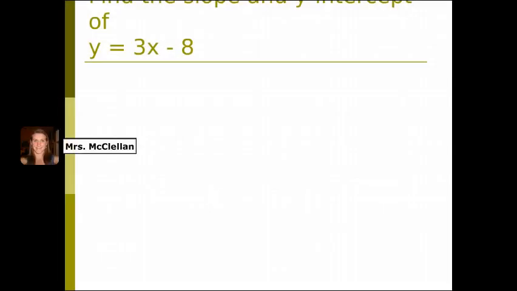Find the slope and y-intercept of y equals 3x minus 8. We recognize that this equation is currently in slope-intercept form. Therefore, my 3 is in the place of the slope, and negative 8 is in the place for the y-intercept. So our slope is 3, and the y-intercept is negative 8.